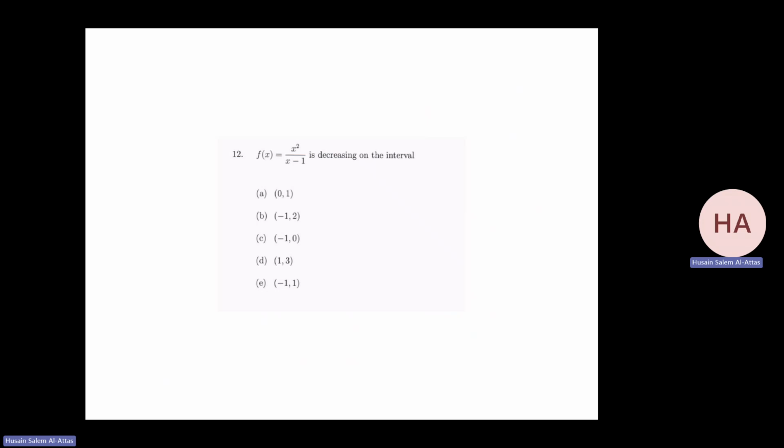Now you have a rational function. So when you do the calculation, you need to be careful. First, what's the domain of f? All real numbers except 1. And we have a point of discontinuity at x equal 1.